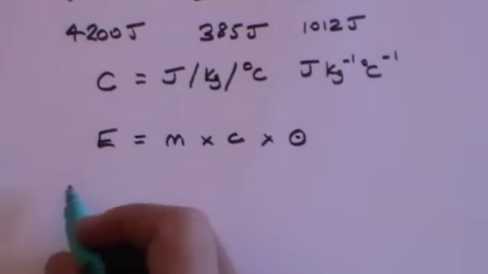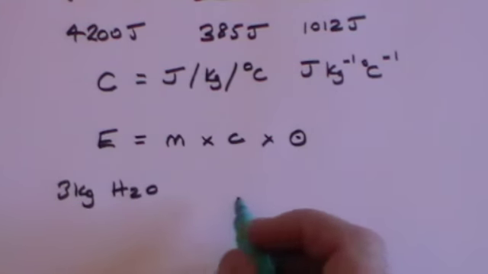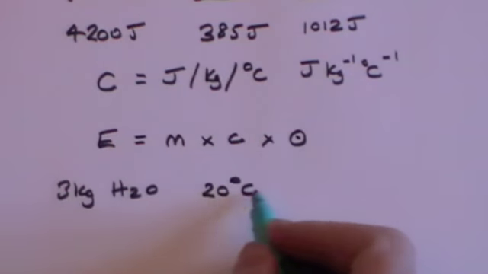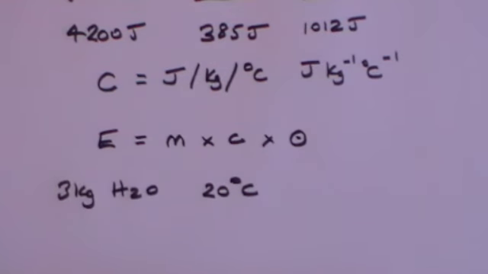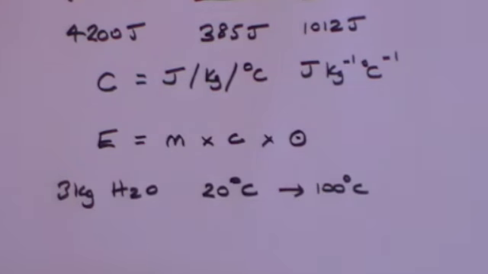I've got 3 kilograms of water, and I've got that water at 20 degrees centigrade, which you could say is room temperature, and I want to heat it up to 100 degrees centigrade. I'm not changing state, so I'm not yet boiling it. It will be water at 100 degrees centigrade. How much energy do I need?